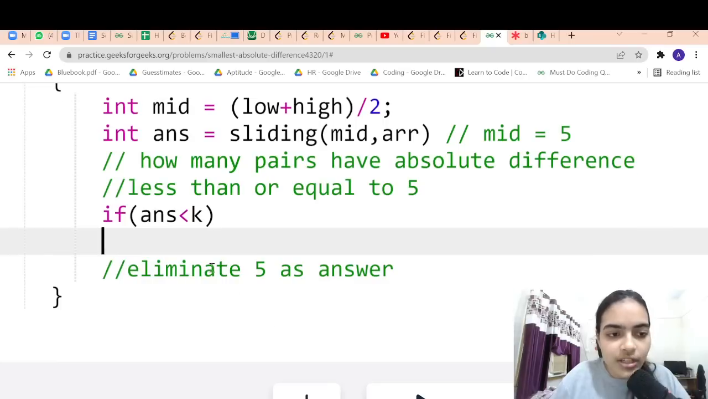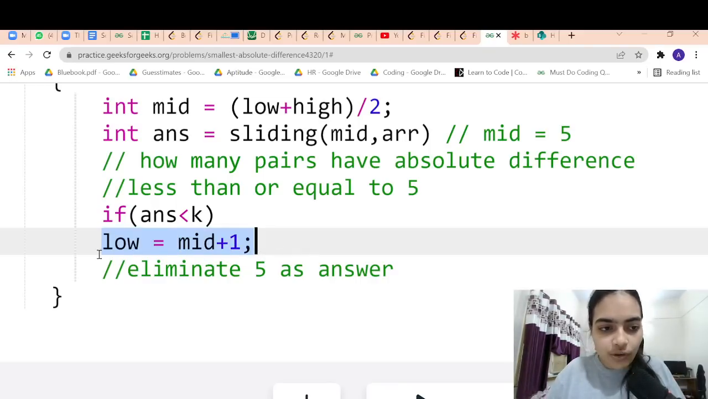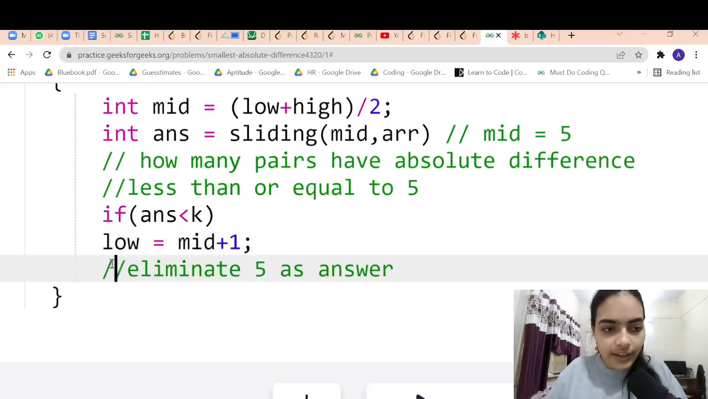Okay, what is going to be the answer? The answer is going to be something greater than 5, right? So you can increment your low, because your answer is going to be greater than 5. You can remove all the numbers which are less than or equal to 5, and improve your low.